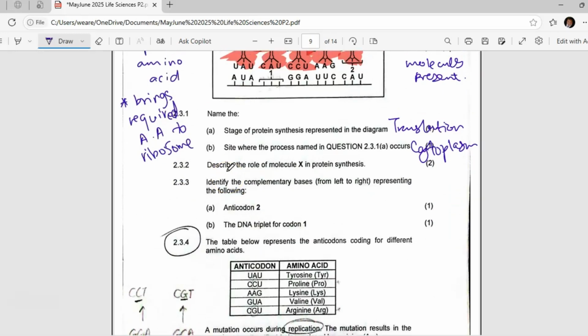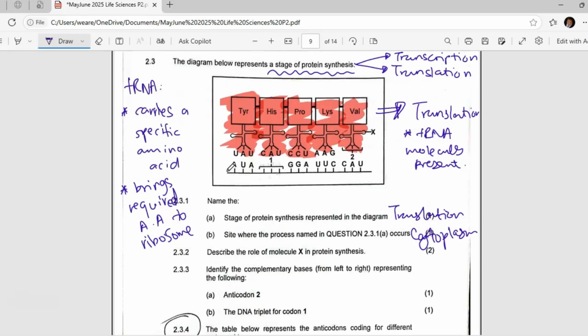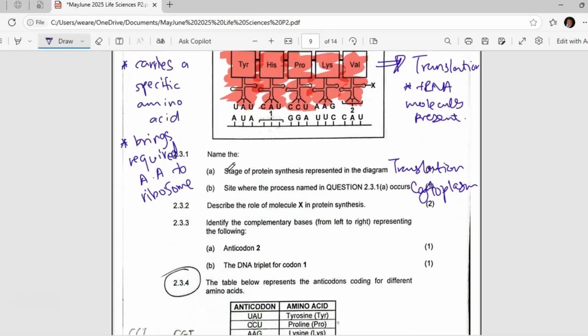Then they say identify the complementary bases from left to right for anticodon 2. So anticodon 2, okay, we're going to stop here because I am running out of time. So we're going to stop just here, and then I'll come back shortly.